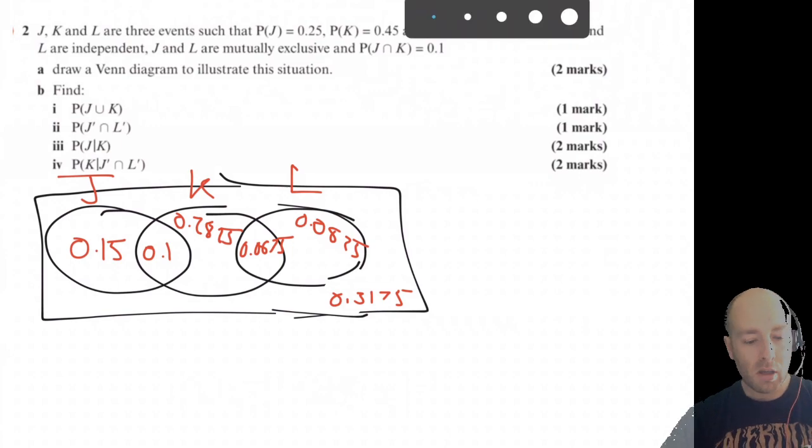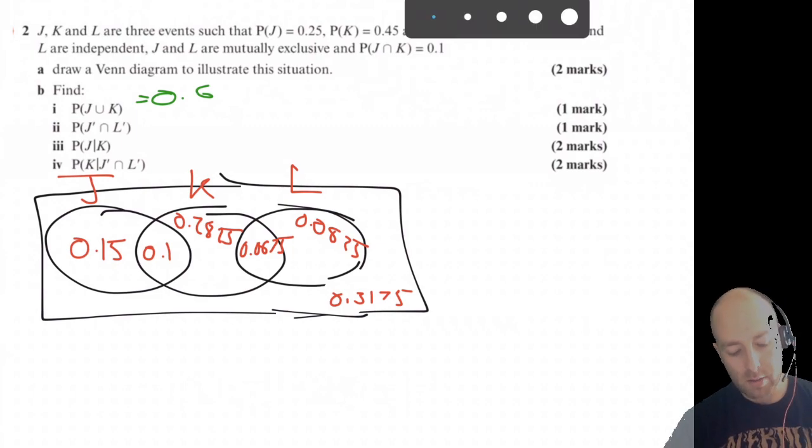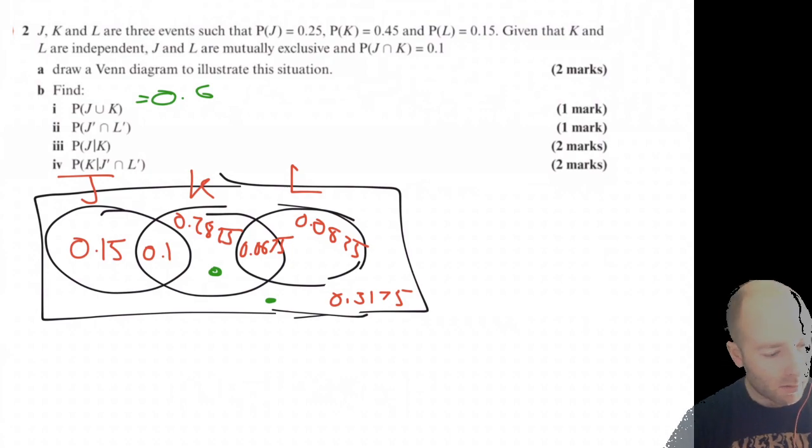Okay, so we want not J and not L. Well, this bit is not J or L, and so is this bit. All the rest of the bits are either J or L. So add those two together: 0.2825 plus 0.3175, and we get 0.6 again.